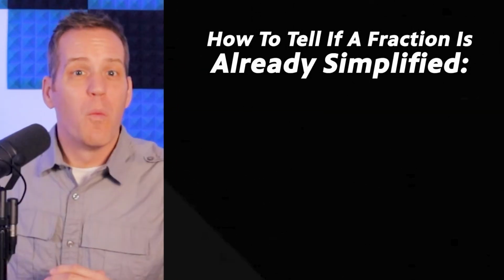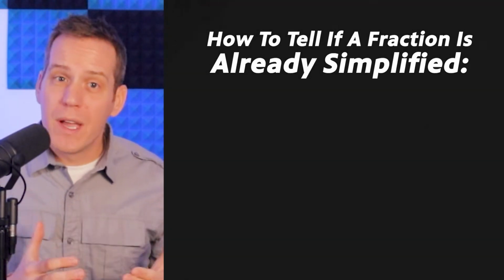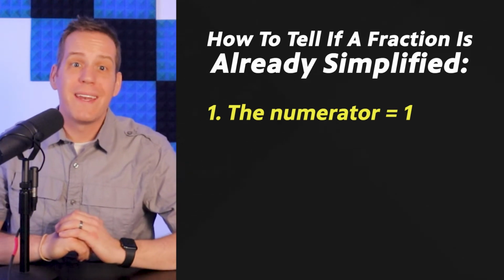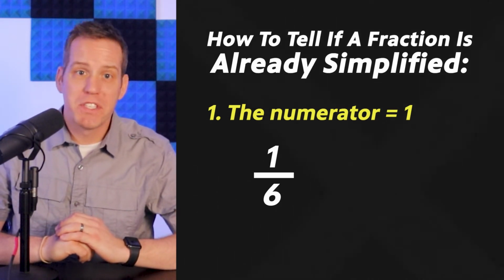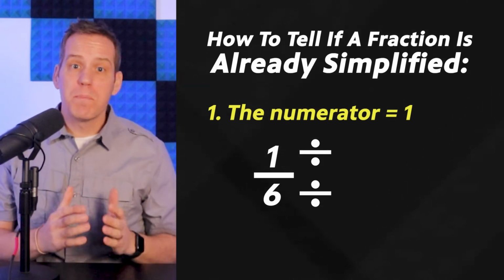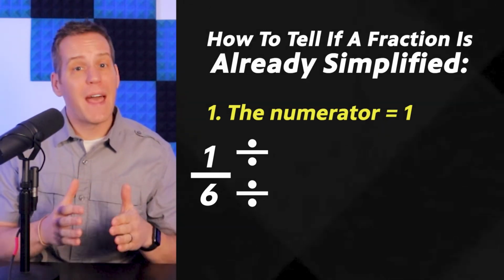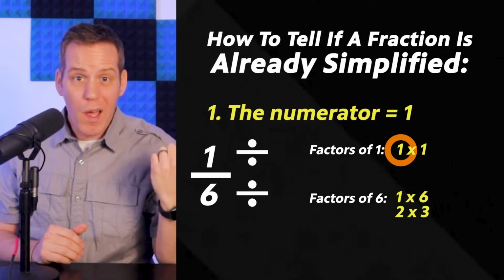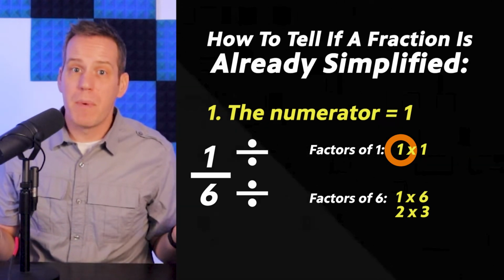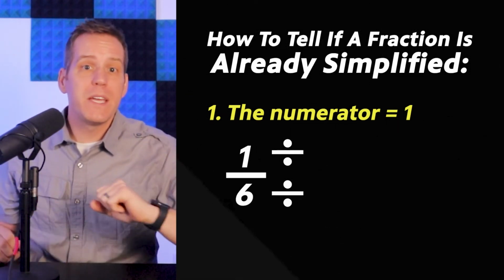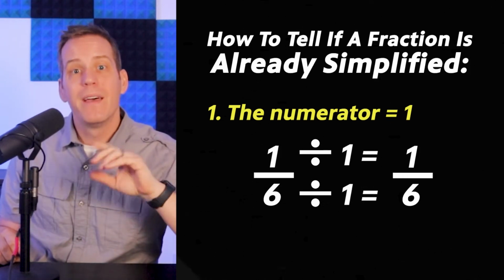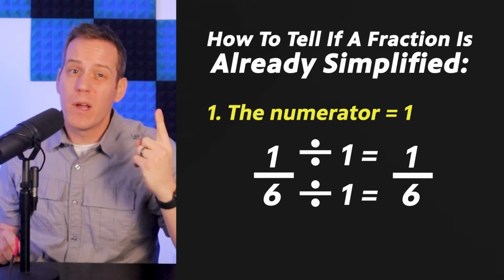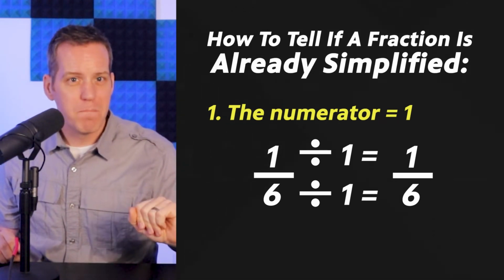Here's the first. One way you know if you're already there is if the numerator is 1. Yep, if your numerator is a 1, there's no way you can divide each side of the fraction by the same number to simplify it. I mean, think about it. Simplifying requires you to divide by a common factor. But when you look at 1, the only factor it has is 1. So the only thing you could divide each side by would be 1. But dividing each side by 1 would make the fraction stay exactly the same. So that's why any fraction with a 1 as the numerator is already in simplest form.